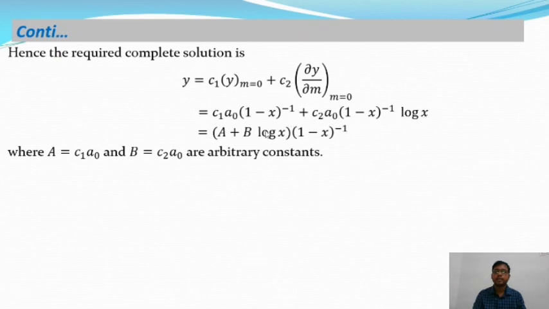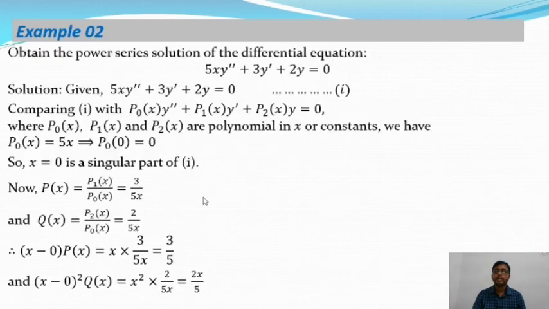So after simplifying, it will give a plus b log x into 1 minus x to the power minus 1, where a is equal to c1 a0 and b is equal to c2 a0 are the arbitrary constants. So this is the required solution of the given differential equation, where x is equal to 0 is the regular singular point. Okay, so after that we'll take one more example on the Frobenius method.